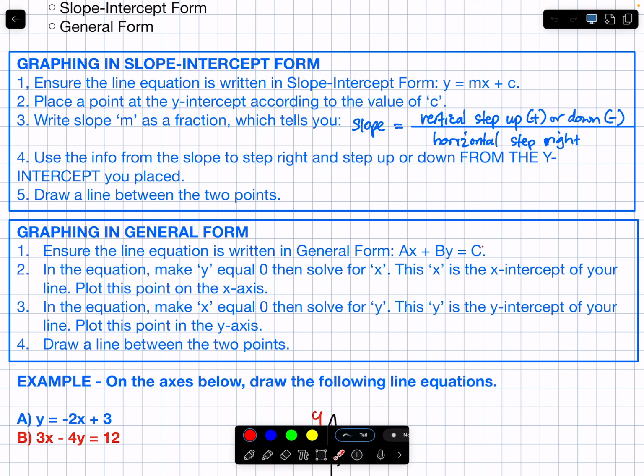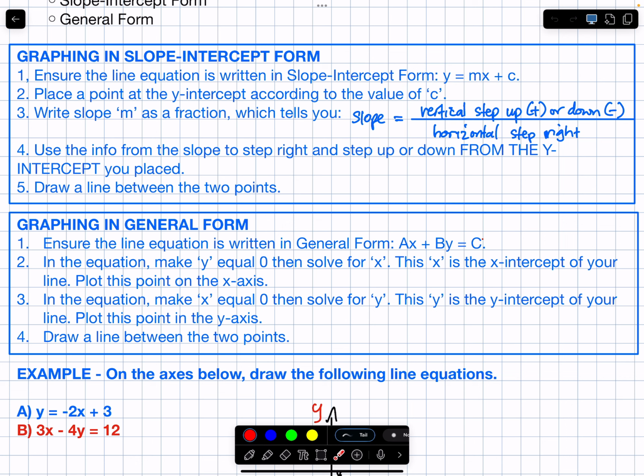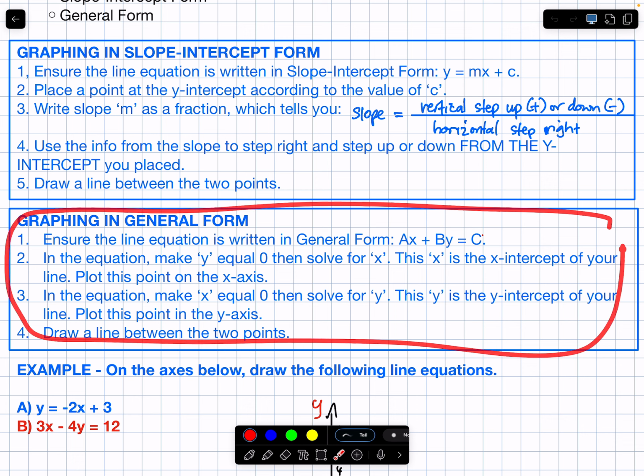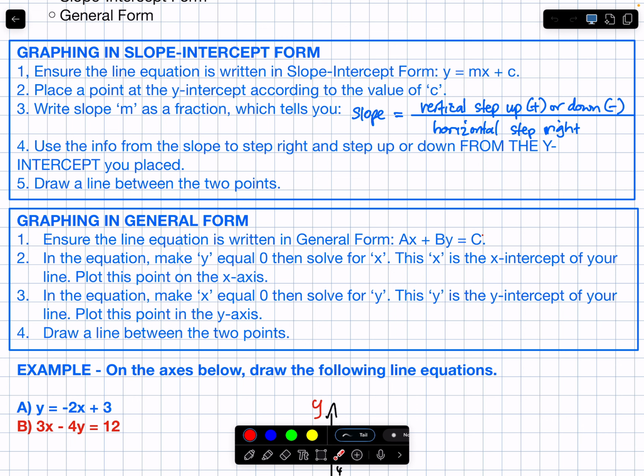Once you've worked out what the slope is, use the info from the slope to step right and step up or down from the y-intercept you place. Then draw a line between the 2 points. So I'll still give you another minute. Can you make sure you have that in full so I can refer back to it when I'm demoing it on the Cartesian plane? Don't get this down yet. I'll give you time for that because this is brand new. You wouldn't have done this before. Slope-intercept form, I need to fix what's come before.